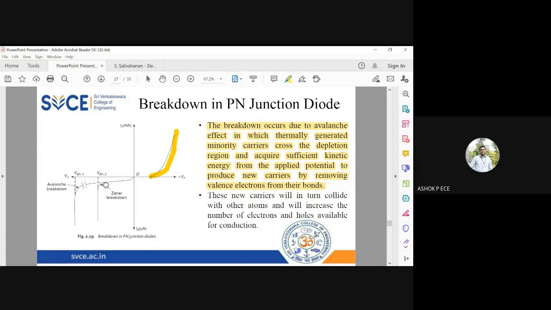So you have two types of breakdown in a PN junction: one is called avalanche breakdown and the other is called Zener breakdown. At avalanche breakdown, the diode becomes unusable. Avalanche breakdown occurs at a very high value of voltage, and once it happens, the diode will not be usable, because at a very high voltage the diode will completely break down.